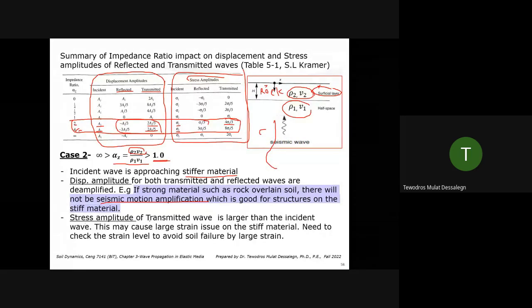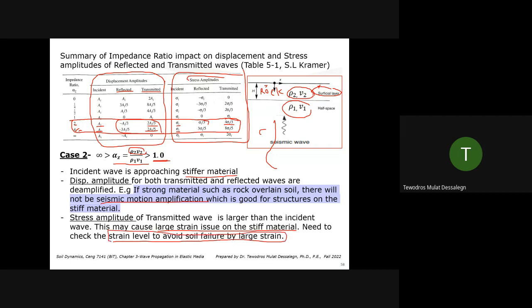So stress amplitude of the transmitted wave is larger than the incident wave. This may cause a large strain issue on the stiff material, and we need to check the strain level to avoid soil failure by large strain. But this is not a common issue. Sometimes it happens, but failure by large strain is not that common compared to amplified accelerations.